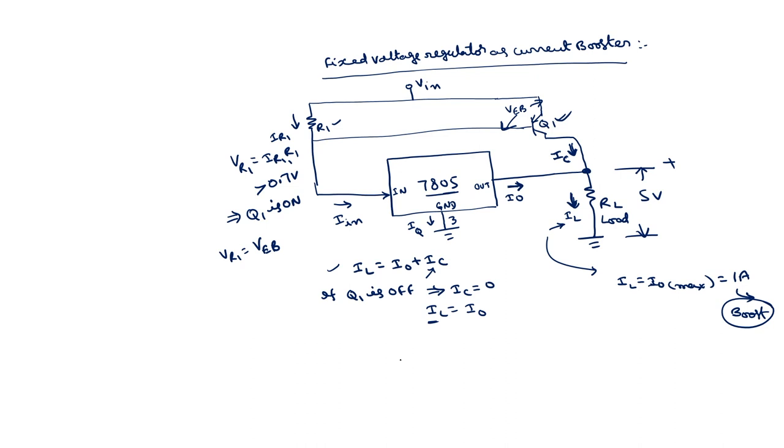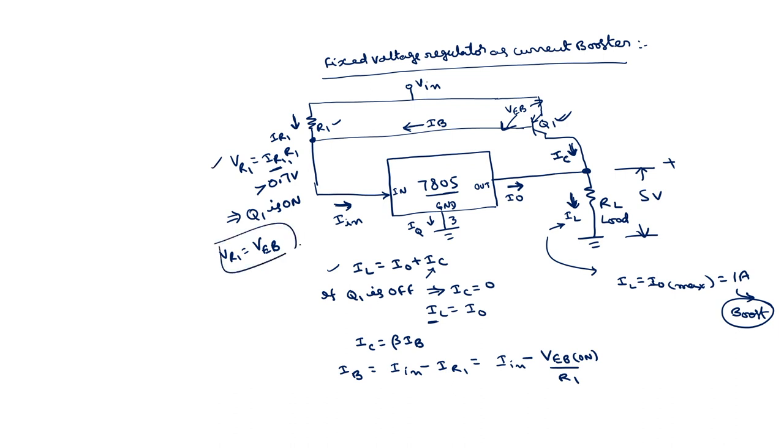So this is the expression for IL. But what is IC? IC is equal to beta into IB. But what is IB? At this node, IB is entering, IR1 is entering, IN is leaving. So IB is equal to IN minus IR1. IN minus IR1 is nothing but VEB on, divided by R1. From this, VR1 is equal to VEB. So this IR1 is equal to VEB divided by R1.